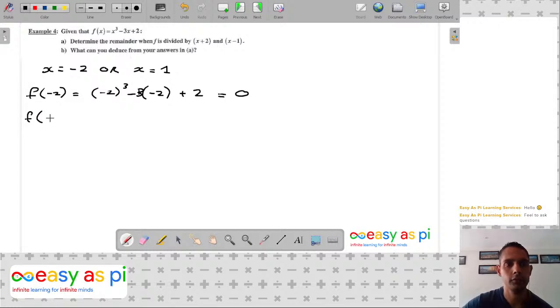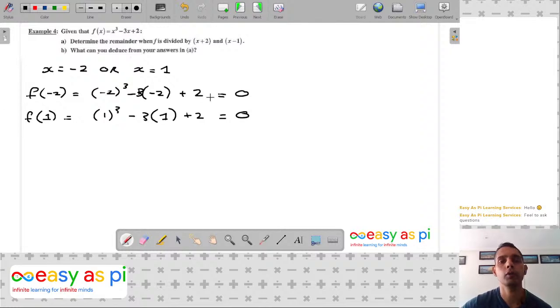And if I work out f at 1, what do I get? 1 cubed minus 3 times 1 plus 2, which also gives me 0. So both of these yield 0. That means there's no remainder.